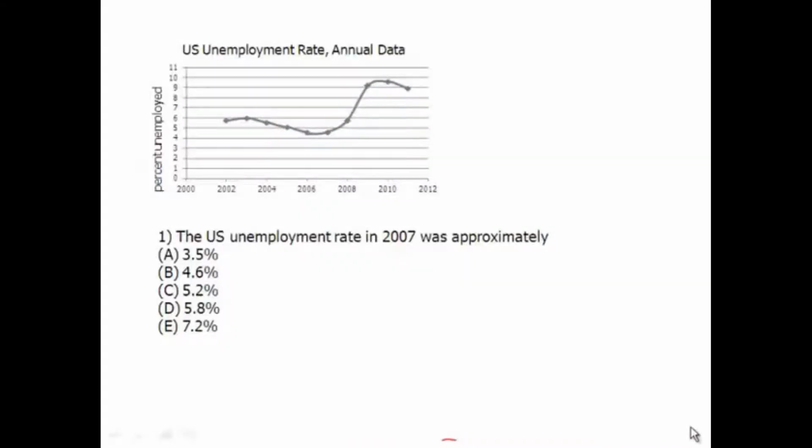The U.S. unemployment rate in 2007 was approximately what? So as is often the case in a set of data interpretation questions, the first question here is just read an individual point off the graph. So we're looking at this point right here at 2007, and it appears the height is between 4 and 5. So about halfway between 4 and 5, so it looks like 4.6% would be the best answer. Answer choice B.